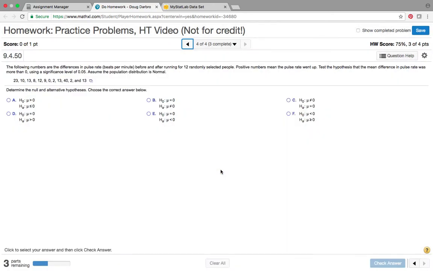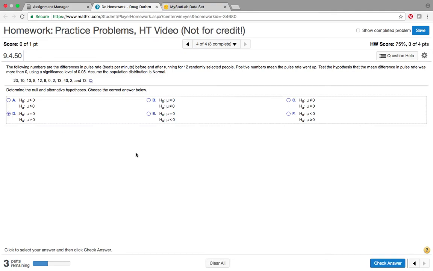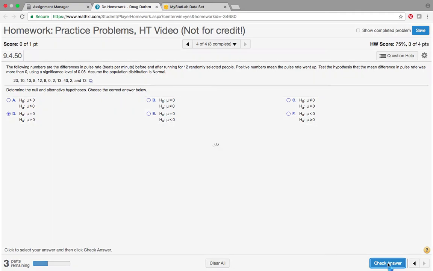All right, the following numbers are the differences in pulse rates before and after running for 12 randomly selected people. Test the hypothesis that the mean difference in pulse was more than 0. So guys, I'm always looking for equal to in the null hypothesis, and now I'm looking at greater than because it says more than 0 in the alternative hypothesis. So I'm going with this one.